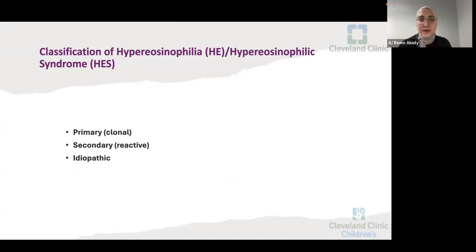There are multiple classifications for hypereosinophilia or hypereosinophilic syndrome. We'll go by HE, HE for short, but the easiest and simplest way for this discussion is to classify as primary or clonal or neoplastic, versus secondary or reactive, and also finally idiopathic.